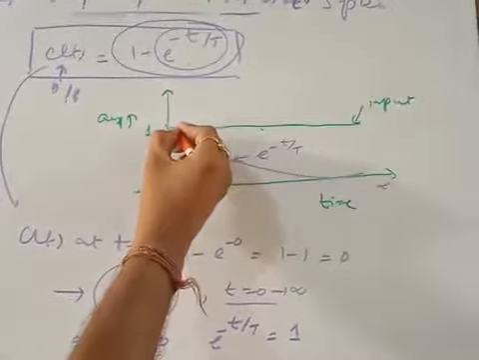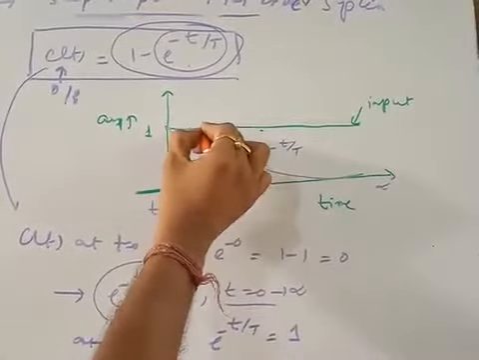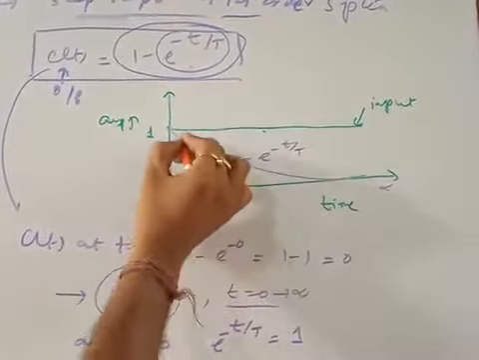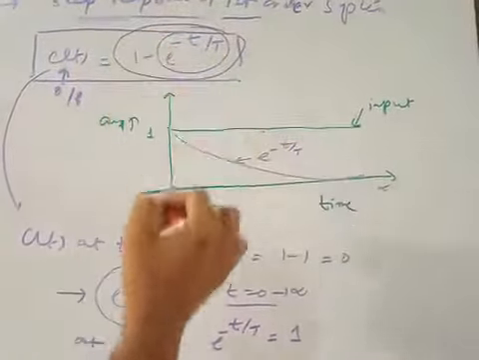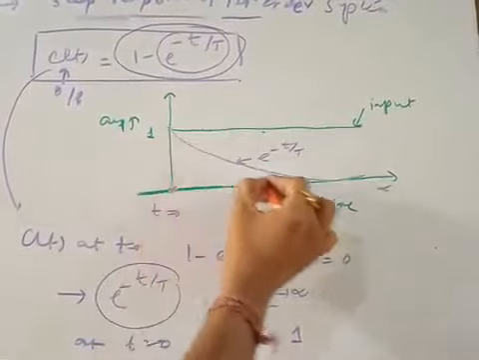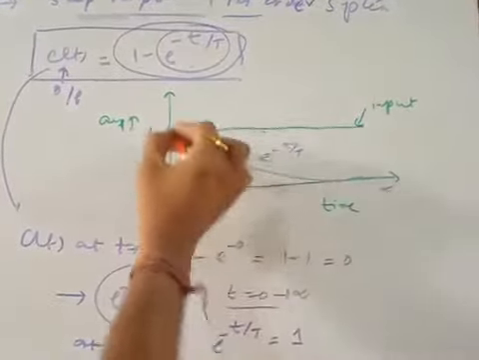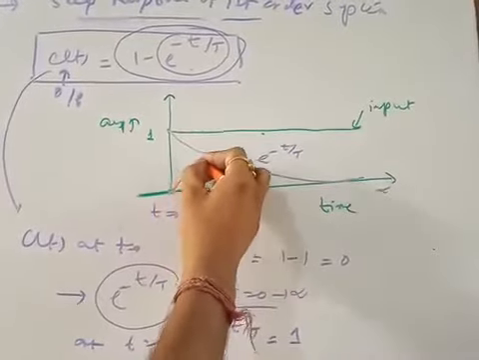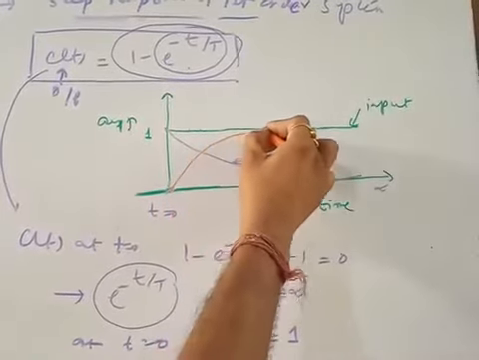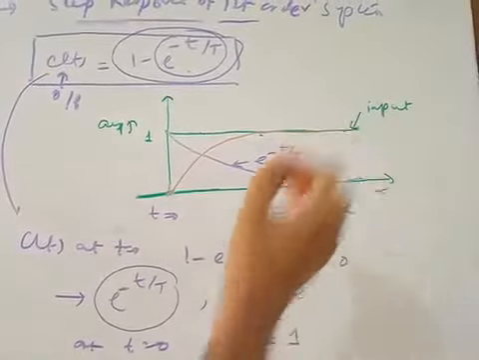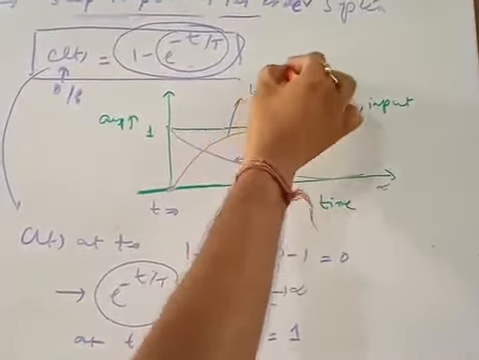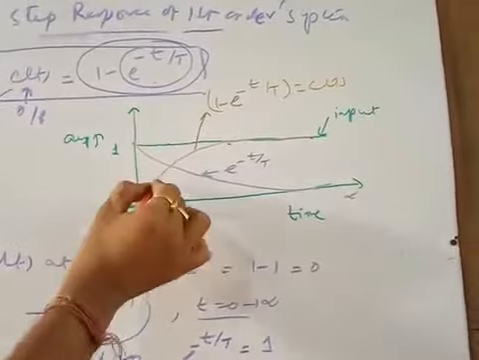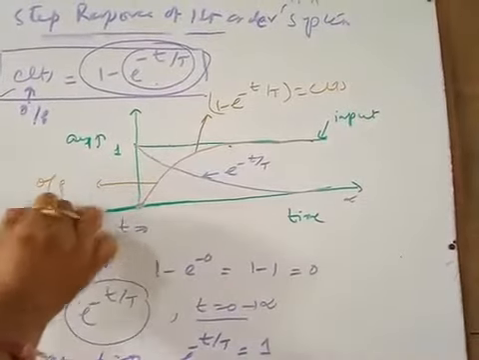Now as the value of t increases, the value of the input signal remains the same, and e to the power minus t by T is decreasing. So 1 minus this value will be increasing in a similar fashion, just the reciprocal of this part. So 1 minus e to the power minus t by T will be like this, right? This curve, 1 minus e to the power minus t by T, is actually your c of t. So this curve is your output curve.